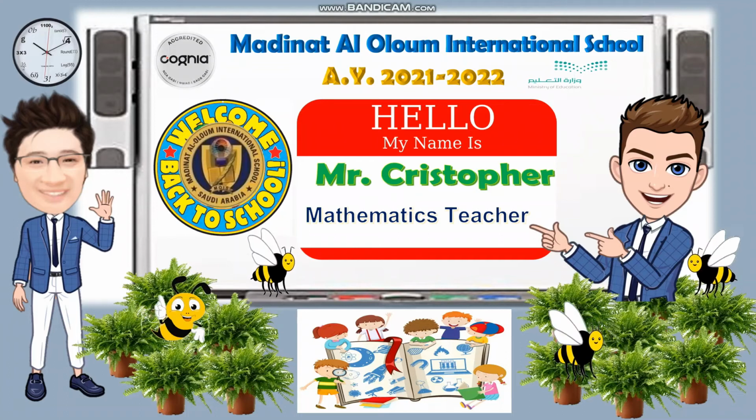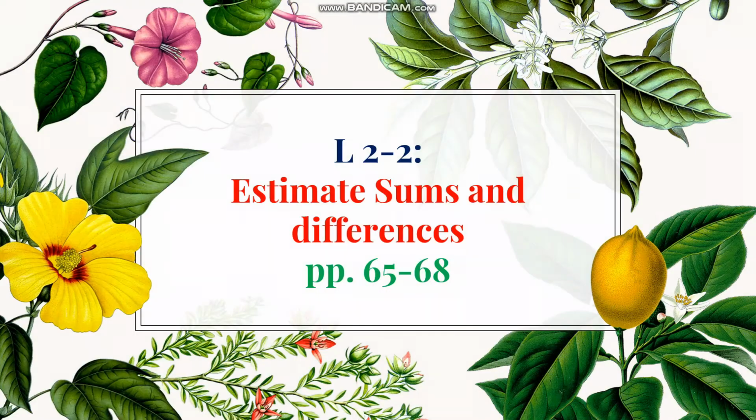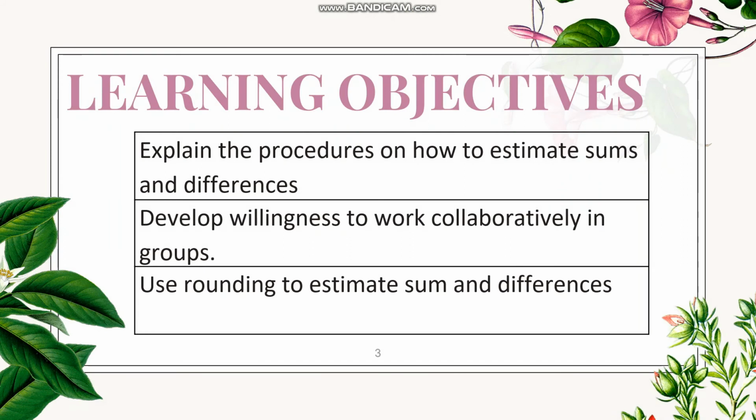Good morning, everyone. Our topic for today is Lesson 2.2 Estimating Sums and Differences. You will find this lesson on page 65 up to page 68 from your book. Here are the learning objectives for today's lesson. You're going to explain the procedures on how to estimate sums and differences, develop willingness to work collaboratively in groups, and use rounding to estimate sums and differences.